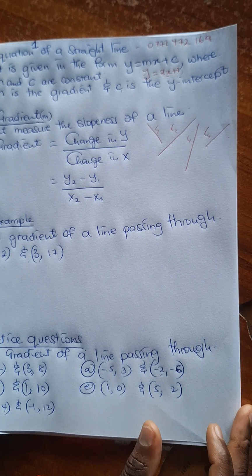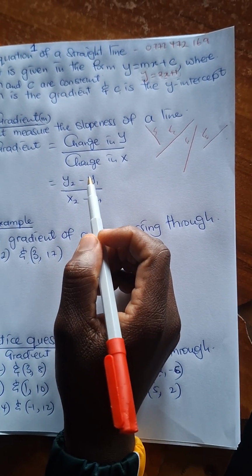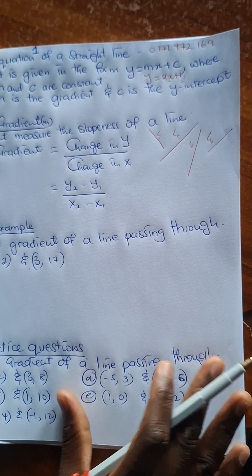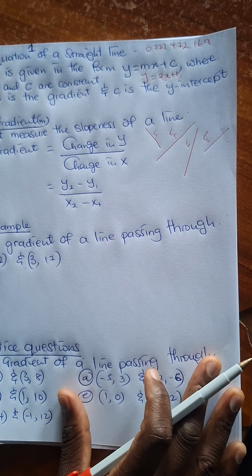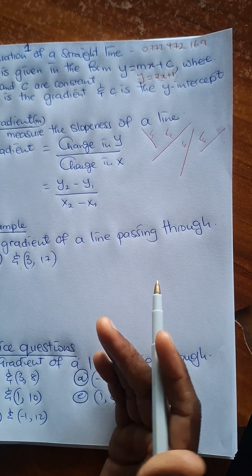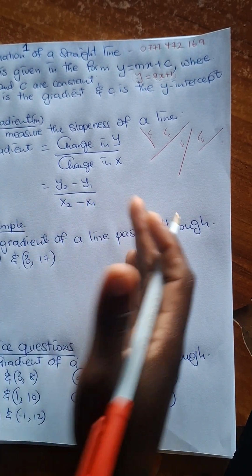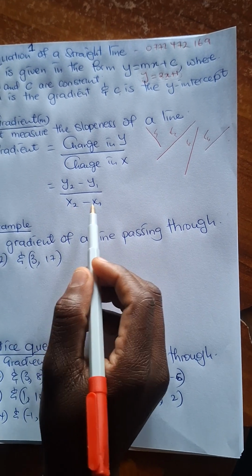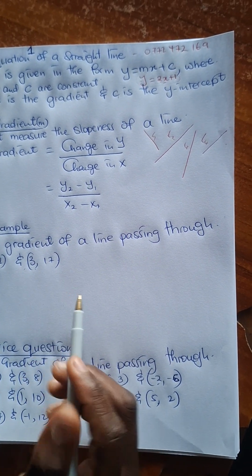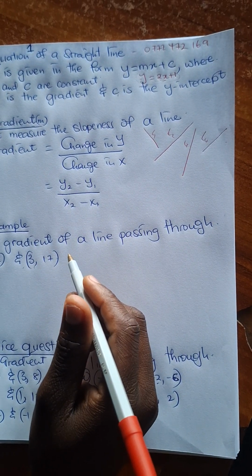Okay, so gradient is equals the change in y over change in x, of which when you are talking about the change in y, there should be 2 or more points, right? Because tutaura kuchinja unenge uchibva apa uchienda apa. So the formula is y2 minus y1 over x2 minus x1. Zvireva kuti you can calculate gradient of a line if you have 2 points, right?